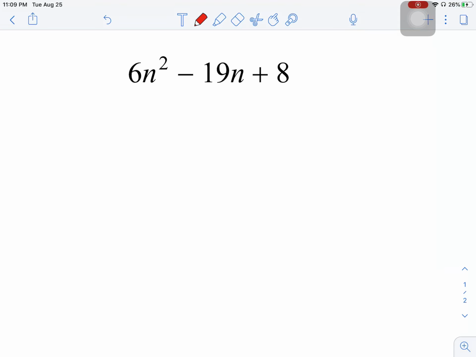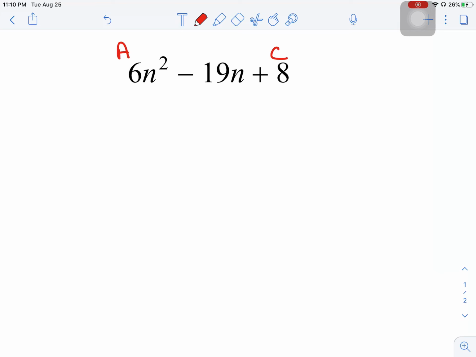If you've ever heard of the AC method for factoring, this is the video that's going to show you a couple examples on how to use the AC method to factor a trinomial. First thing you need to know is, why is it called the AC method? Because your first step is going to be to take your A value times your C value.